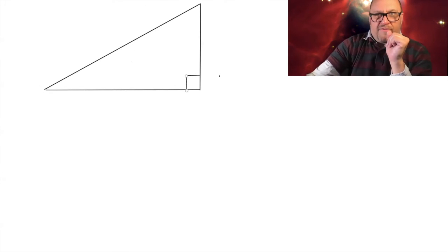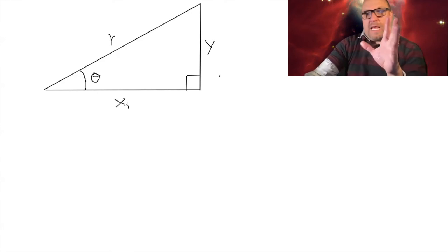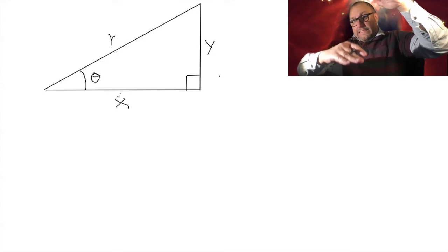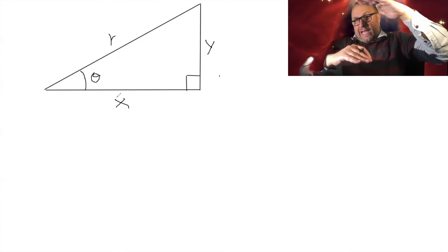So we have a beautiful right triangle right there, and we have some angle theta right there. And we've got the hypotenuse of our triangle, which we will call R. And over here we have Y, and this is going to be X. Okay, so think about the telephone pole. Think about how you can measure the height of the telephone pole without actually climbing it.